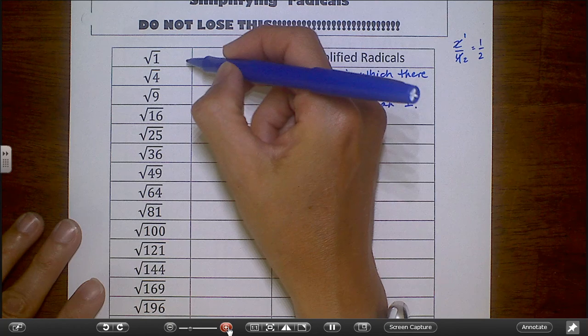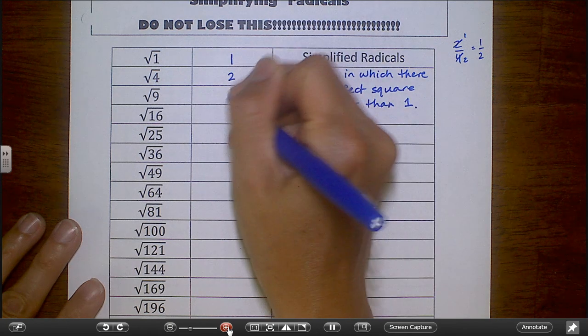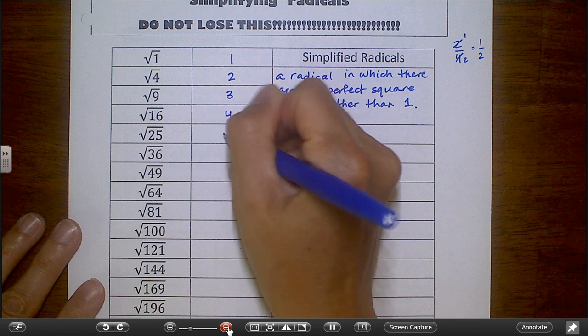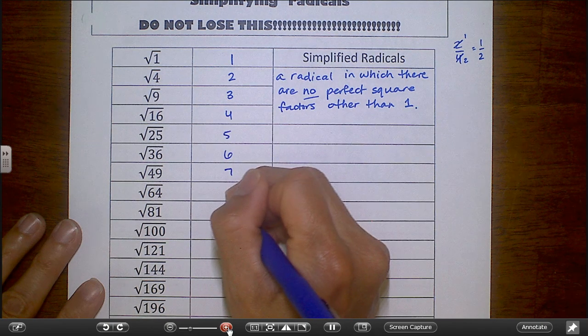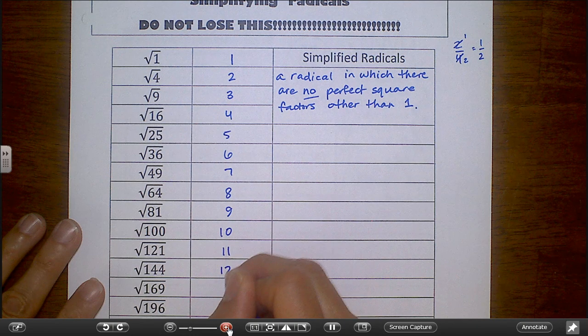So we're just quickly going to do this. The square root of 1, of course, is 1. The square root of 4 is 2, then 3, 4, 5, 6. This goes all the way down to 20.